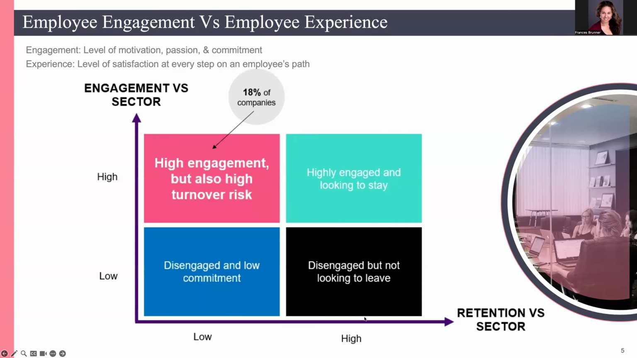Disengaged but not looking to leave employees have high retention and high satisfaction in their current roles, but they have low passion and commitment for the job and exhibit low motivation. These kinds of employees are the absolute worst to have on your team.